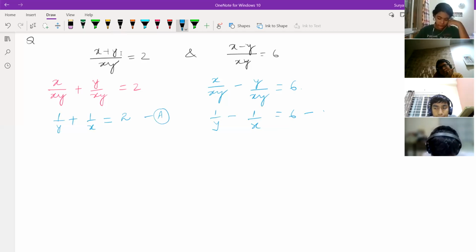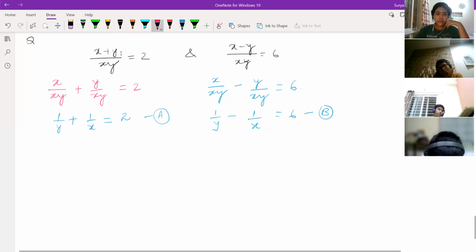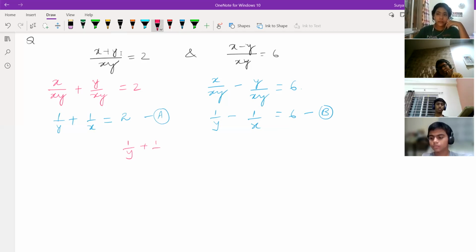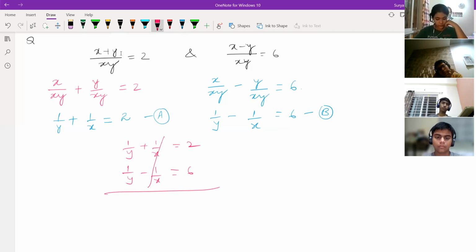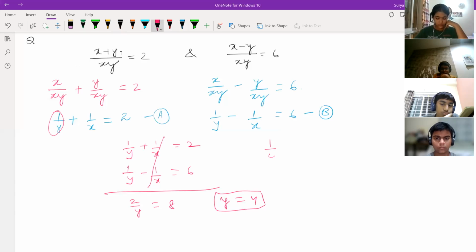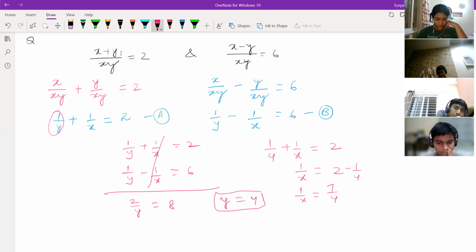Let this be A and this be B. Now on adding this, what do you get? Directly you can add also if you want. 1 by y plus 1 by x is equal to 2 and 1 by y minus 1 by x is equal to 6. This will get cancelled, so 1 by y becomes 2 by y. 2 by y is equal to 8, so y is equal to 8 by 2, that is 4, right? Then put the value of y here or here, your wish. So 1 by 4 plus 1 by x is equal to 2, so 1 by x is equal to 2 minus 1 by 4, which is 8 minus 1, 7 by 4. X is coming wrong, I think, no?